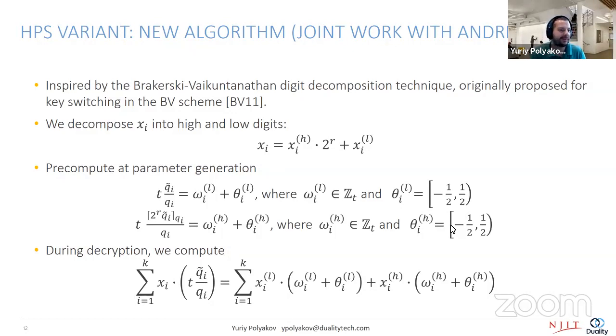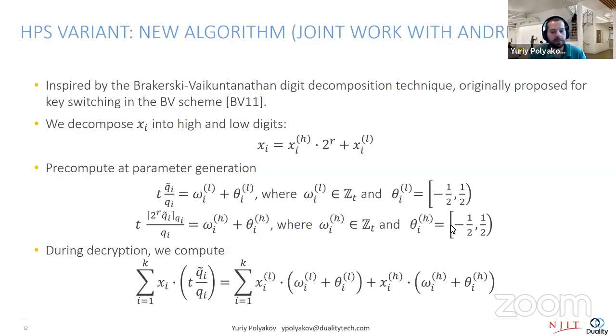Hopefully, BV11 is the first work that mentioned it, but that's to the best of my knowledge. And we simply decompose xi's into digits. In this case, it's sufficient to use 2 digits, high and low. And we introduce the digit size of basically R bits in this case. And we write down this expression. Basically, we split into digits and we independently do some pre-computations for the low digit and for the high digit.